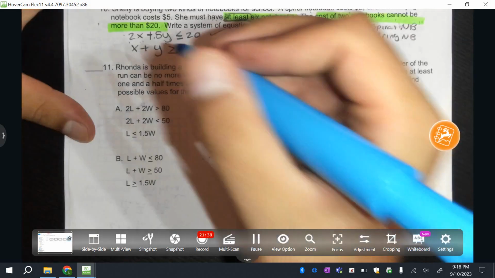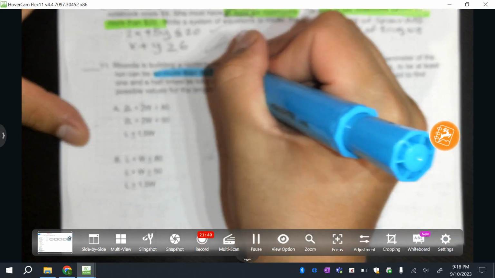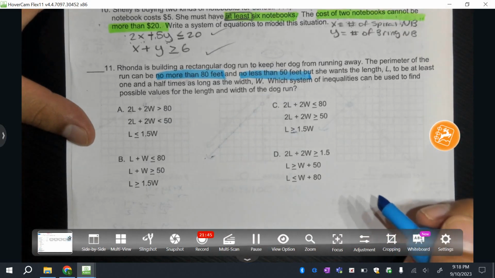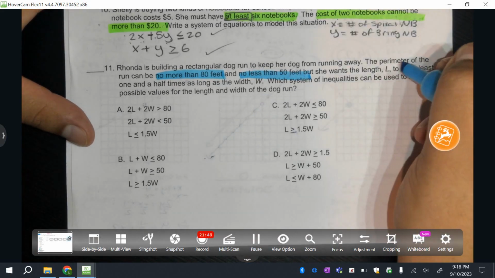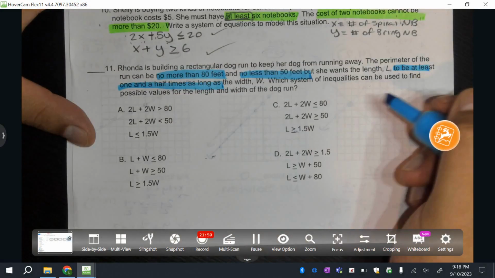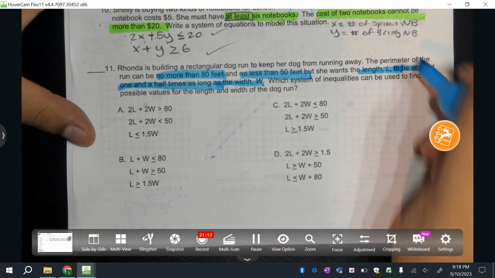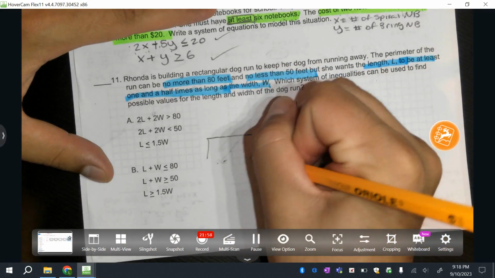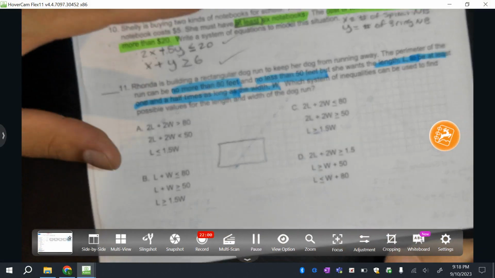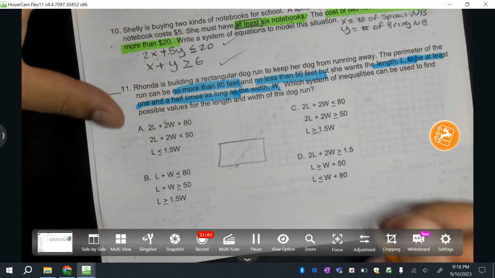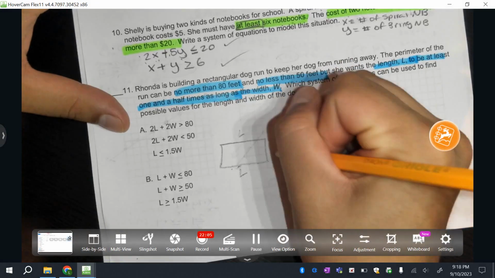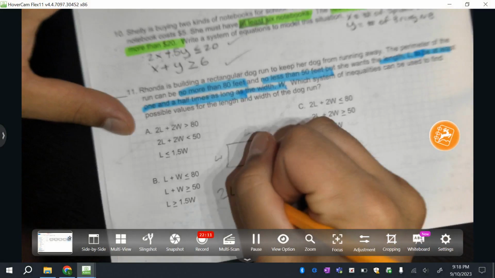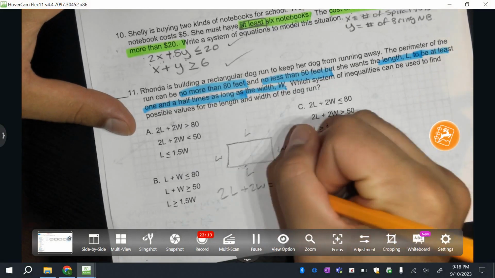Alright, so the perimeter of the run can be no more than 80 feet, no less than 50 feet, but she wants the length to be at least 1.5 times as long as the width. Alright, so if it's going to be a rectangle, and we know perimeter is all the sides added up together, but you could also think of it this way. You have 2 lengths, 2 widths, 2 times the length plus 2 times the width is going to equal the perimeter.